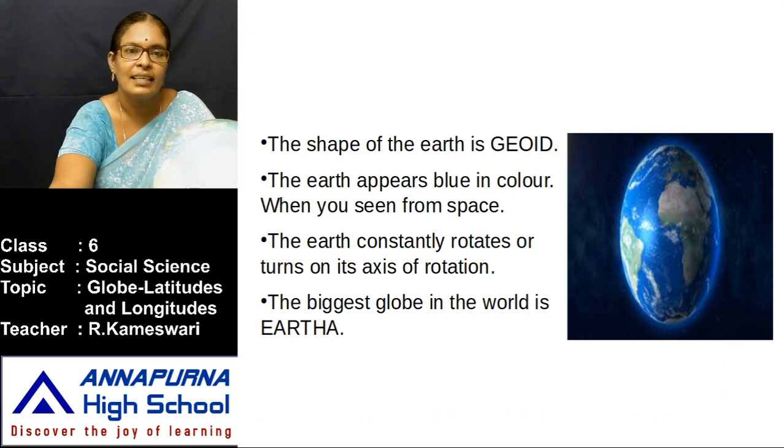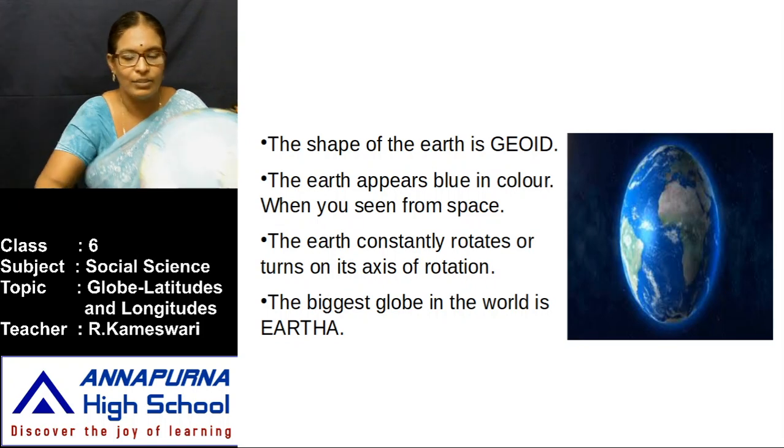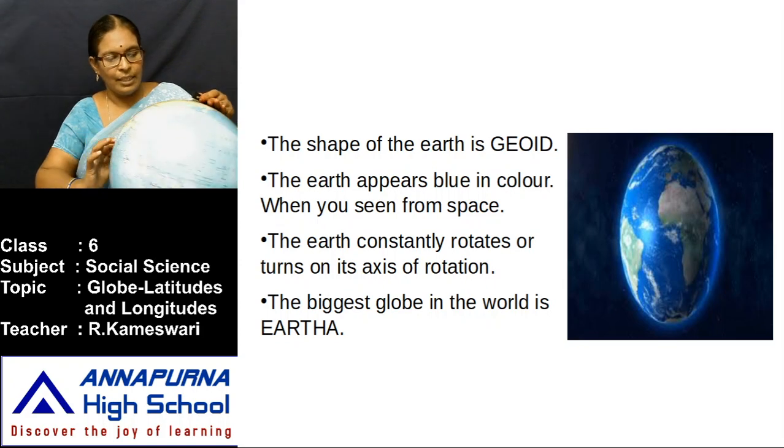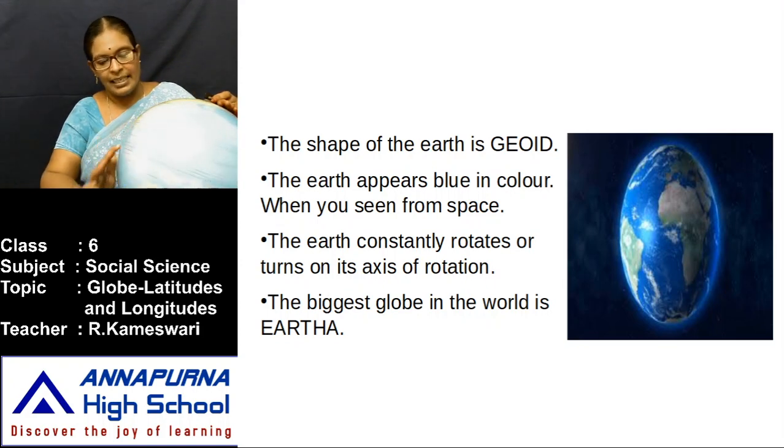Now, the shape of the earth is geoid. The meaning of geoid is earth-like shape. The earth appears blue in color. You see children, how is this globe? A lot of area is filled with blue color. Blue color indicates water bodies.